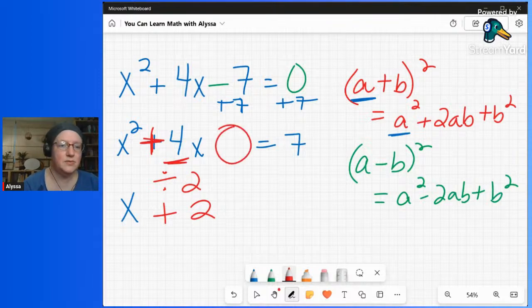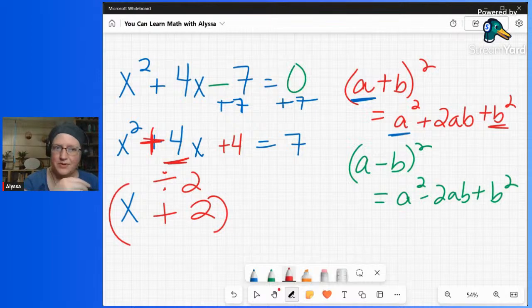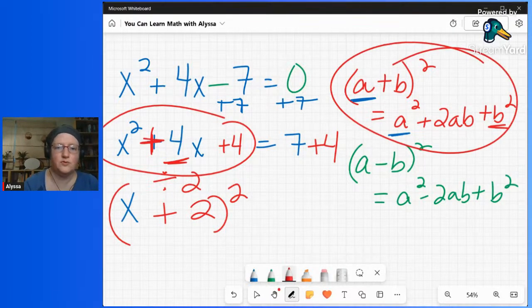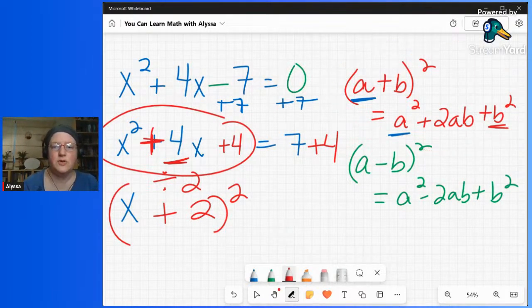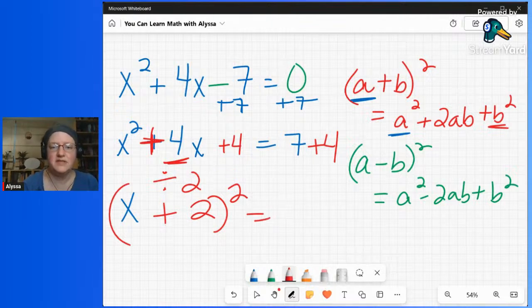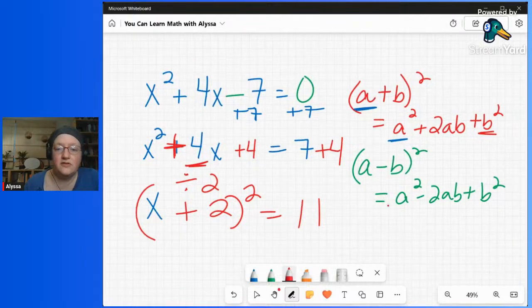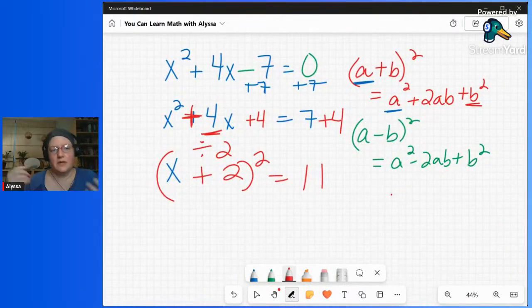And now for this number right here, I need it to be b squared. 2 is my b, so 2 squared is positive 4. Well, this is an equation, so I can't just add a number on the left without adding on the right, so I add a 4 on the right as well. So x plus 2 squared, because this is now a perfect square, is equal to 7 plus 4, or 11. It's usually at this point that we're asked to solve for x, and we square root both sides.